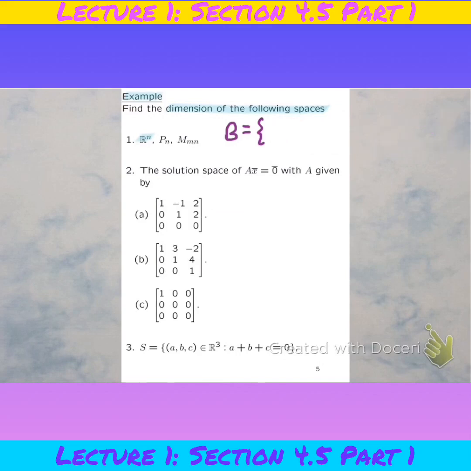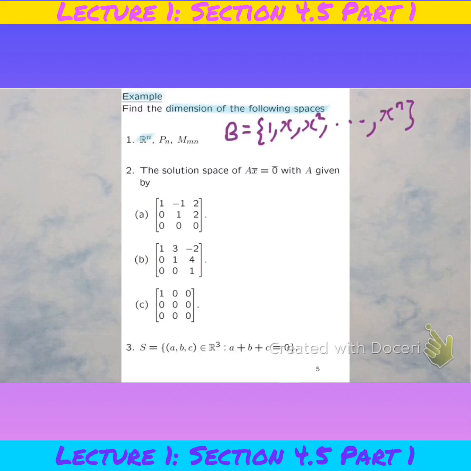Standard basis for Pn. Pn is all the polynomials of degree at most n. So that is going to have how many vectors? It's going to have n plus 1 vectors. So the dimension of Pn is n plus 1.